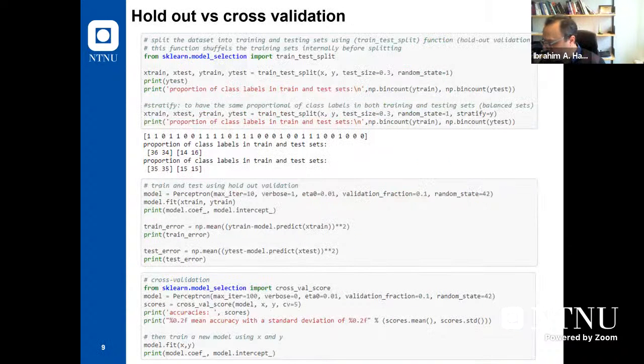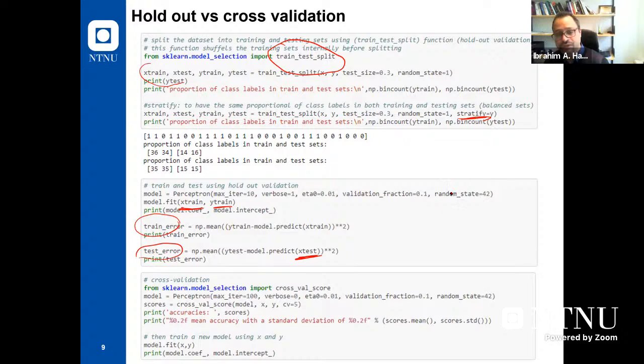So if we need to use holdout validation in sklearn, it's simple. Just use train test split, and you will get x train, x test, y train, y test. Remember to use stratify, right? And just train your model. When you train your model, we will train it using x train and y train, and when we want to test the model, we will test it using x test. So in this case, you will get two prediction error values, the training error and the test error, right?